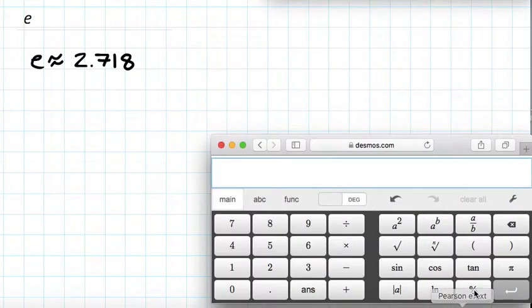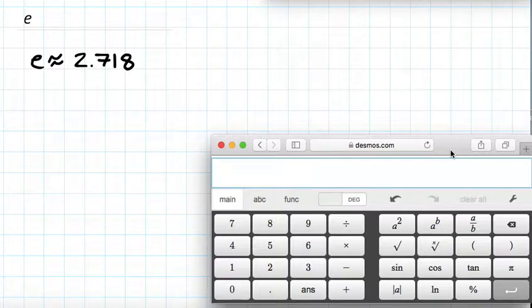In this video, we're going to start by looking at the mathematical number e. E is similar to pi in that it is a constant, non-repeating, never-ending decimal. It's approximately 2.718. And if you look at your calculator, you should find at least one E button or sometimes two.